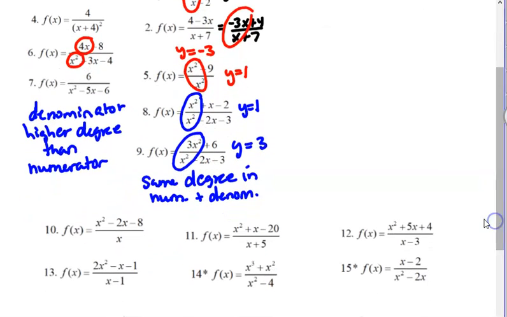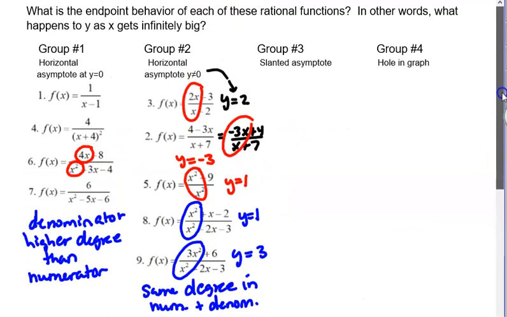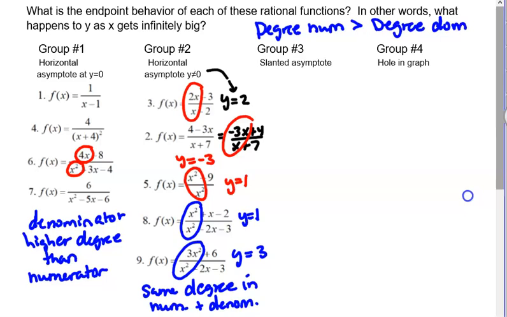Okay, now the next 5 functions, the degree in the numerator is bigger than the degree in the denominator in each one of those. So if the degree of the numerator is bigger than the degree of the denominator, so I'm going to write this here, degree of the numerator greater than the degree of the denominator, it's going to either be in group 3 or 4.